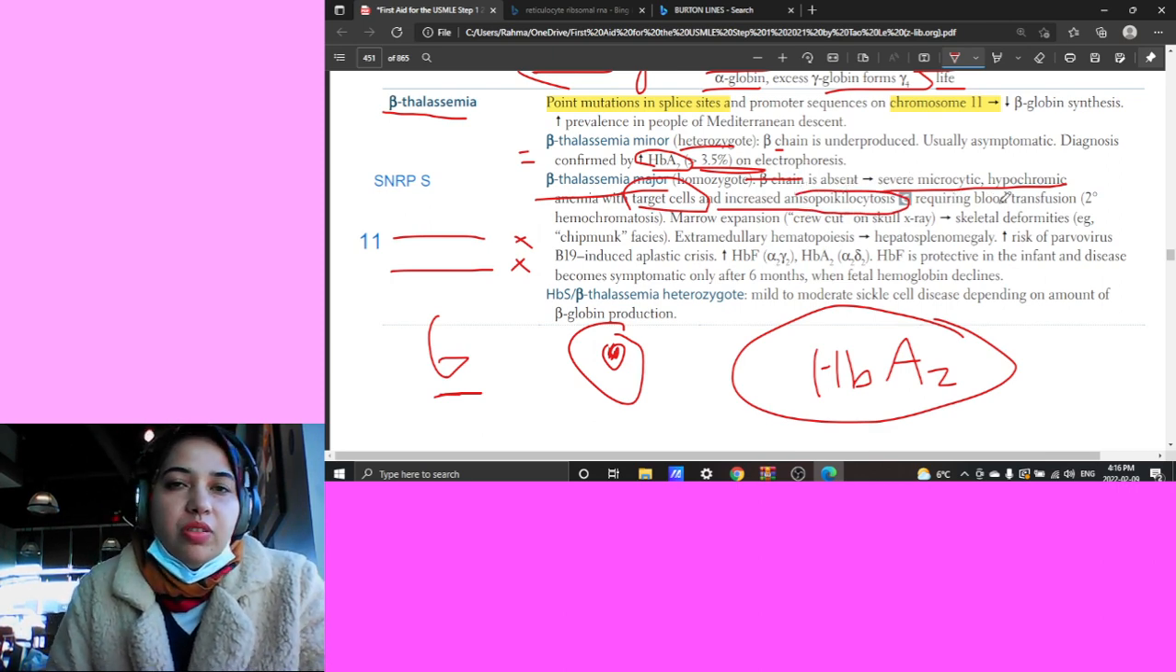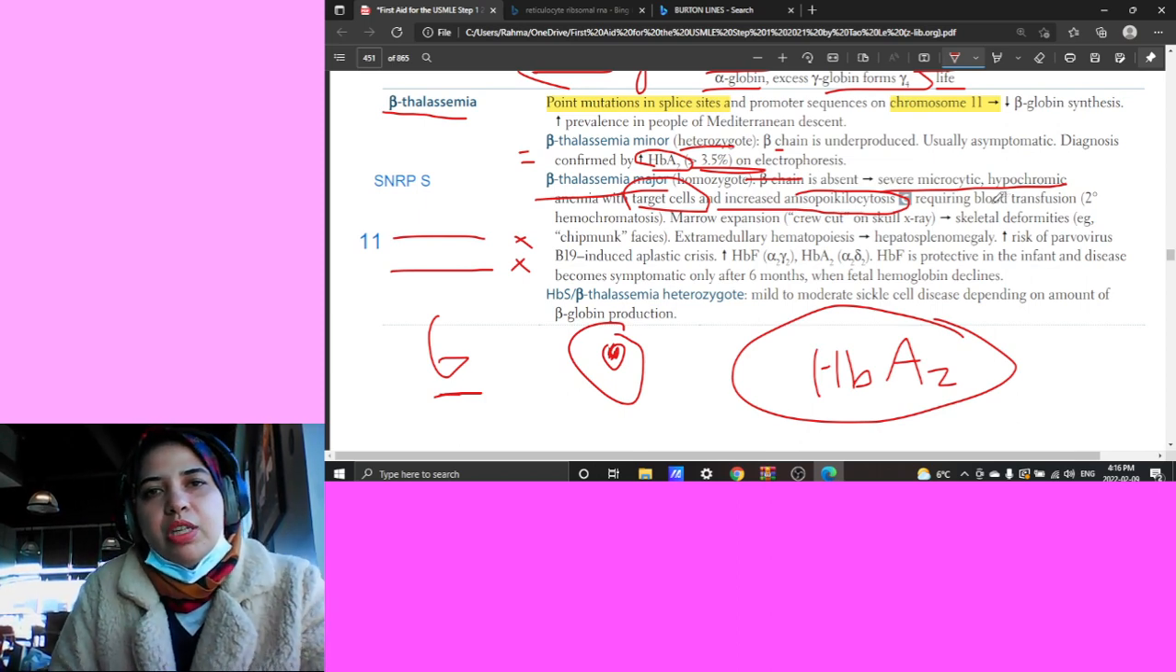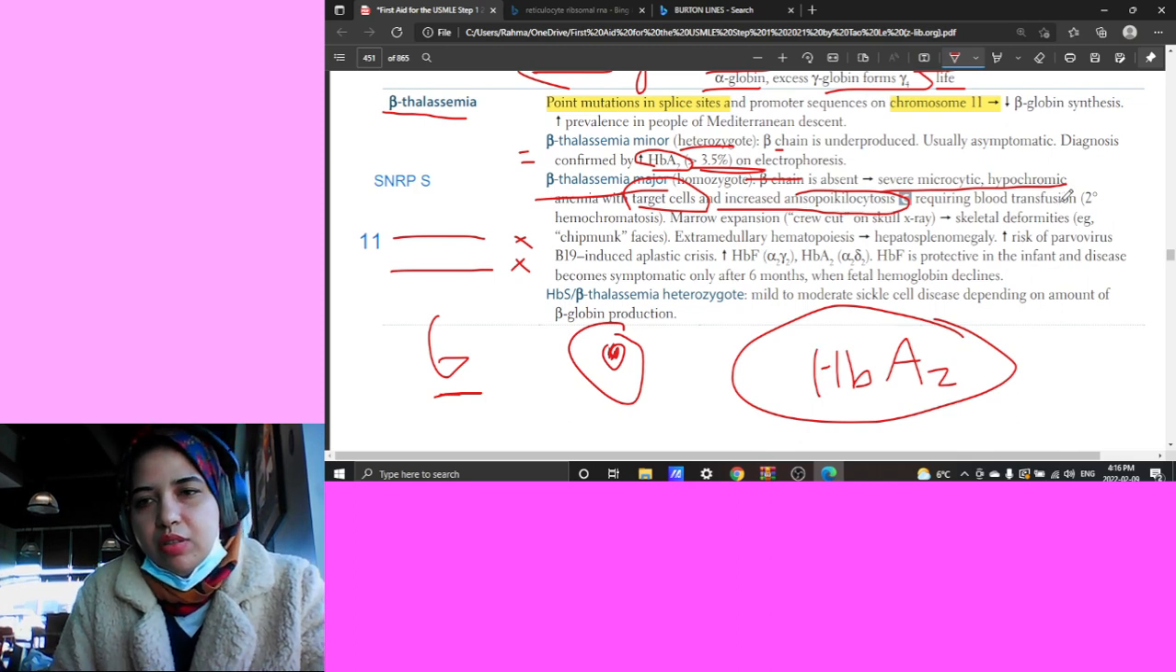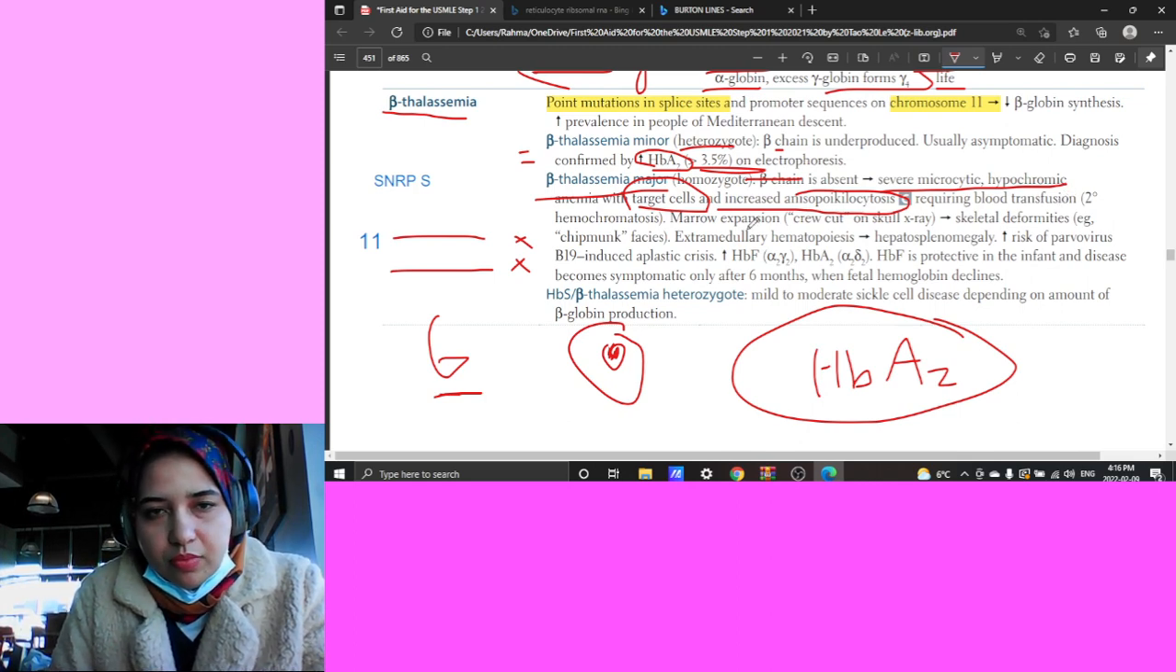Requiring blood transfusion. So I have a severe anemia. I need to transfuse blood often to these patients. When you transfuse blood, you have a major problem, where you're going to have iron overload and you're going to have hemochromatosis.